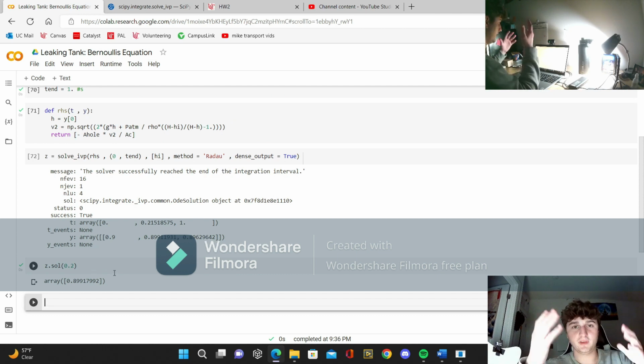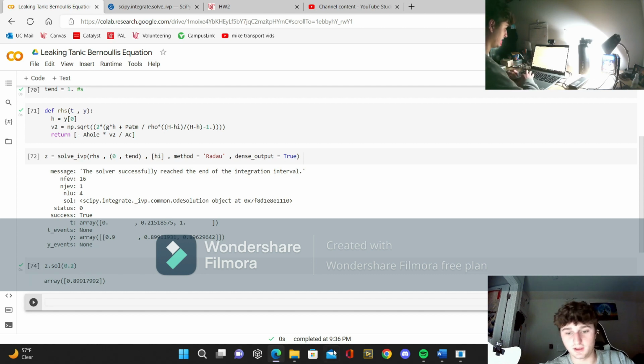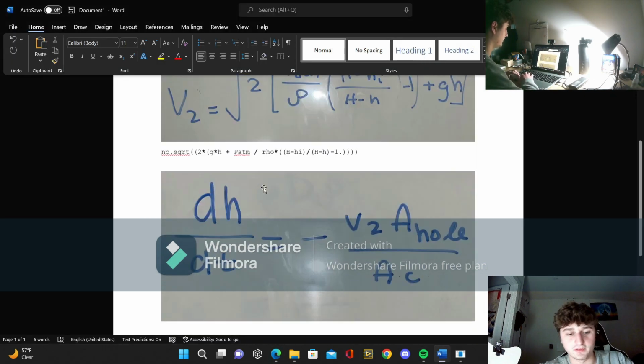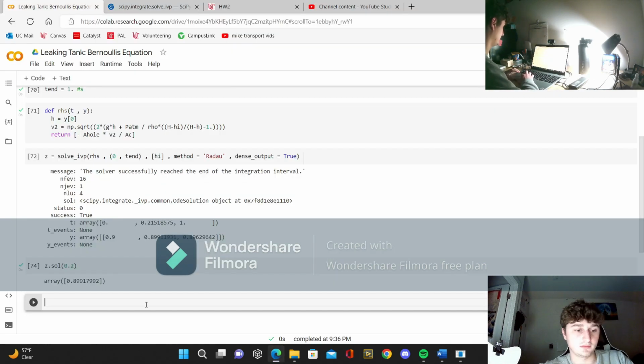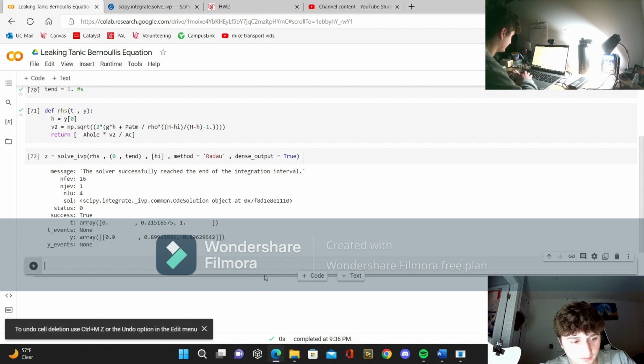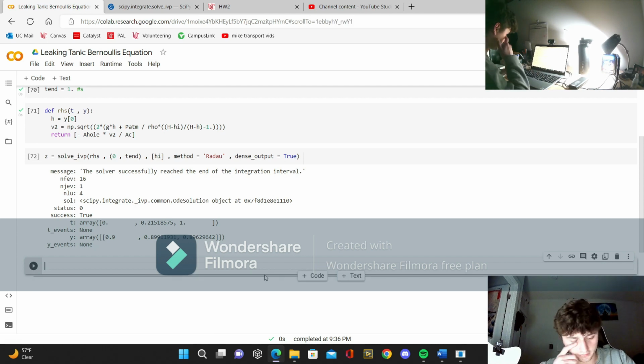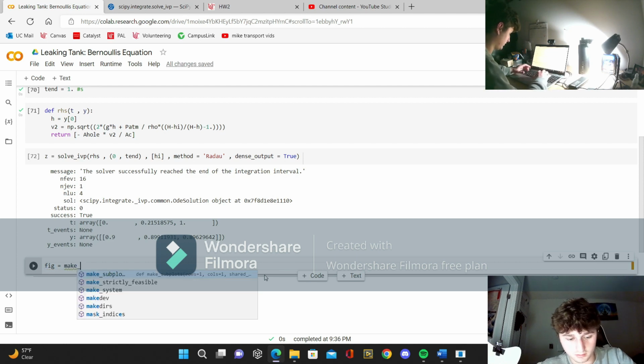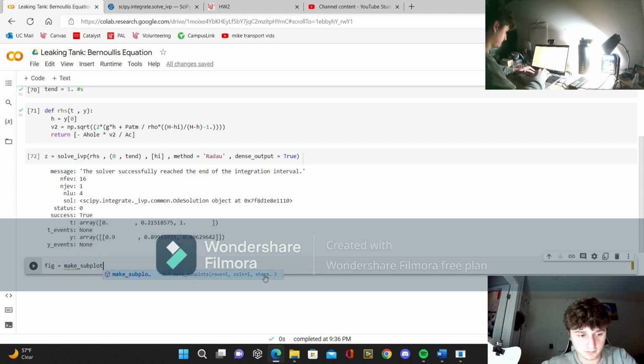Because what we've done is we've integrated. So we had our differential height with respect to time, and what this is going to give us is the height with respect to time right here. Okay, now this is where I get a little finicky sometimes, making the subplots, because you've got to be very particular about this. So let's say that fig is equal to make underscore subplots.